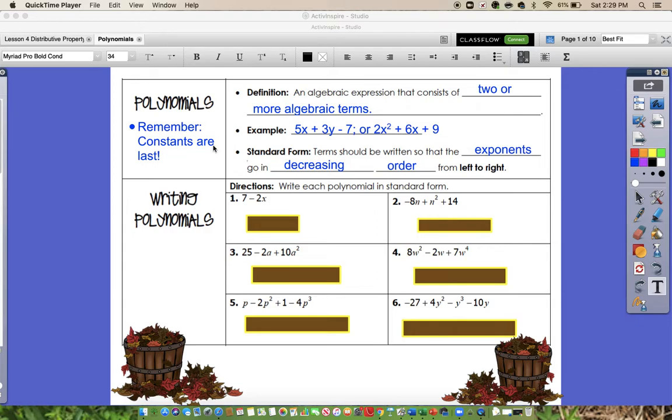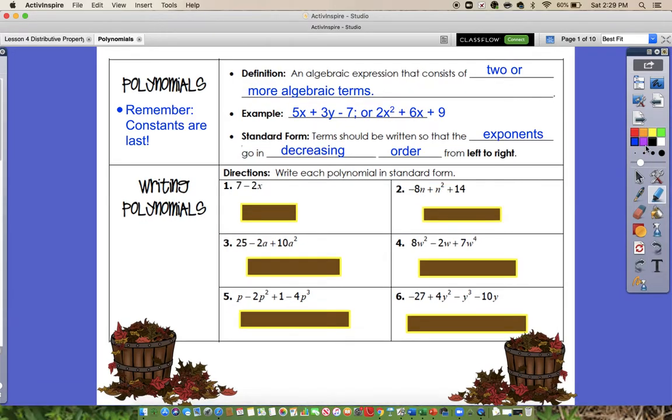So remember, our constants are last, variables are going to come first, and we always want to keep the sign that's with each term. So this is a negative 2x. So when we rewrite this expression to where our variable term comes first, we're going to have negative 2x, and then that's a positive 7, so we're going to write plus 7. Okay, so that was number one.